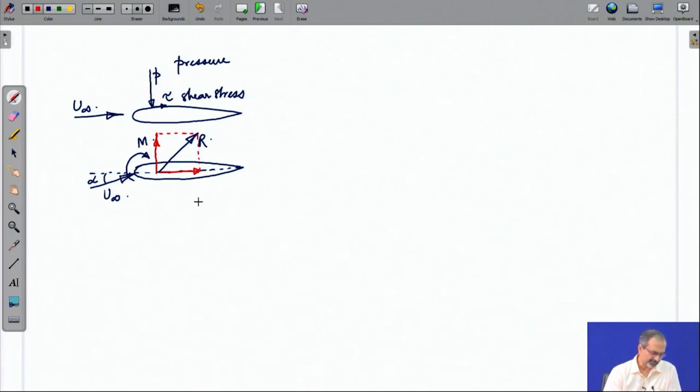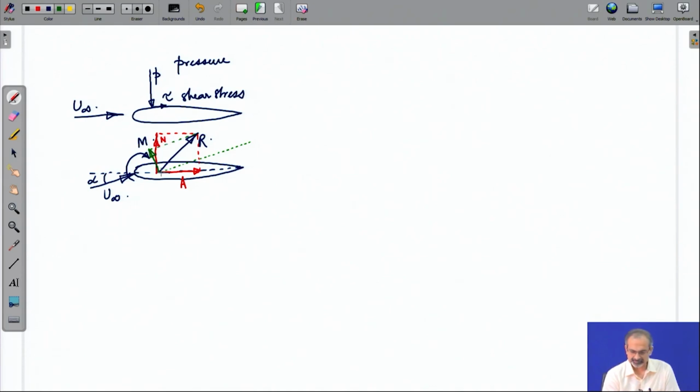Then what we get is the axial and the normal forces. So, this is one way of resolving the forces. Another way of resolving forces is to consider the flow direction and imagine that the flow vector direction is parallel to this. You try to resolve the force R into two components.